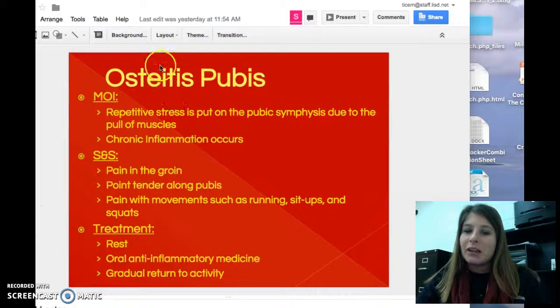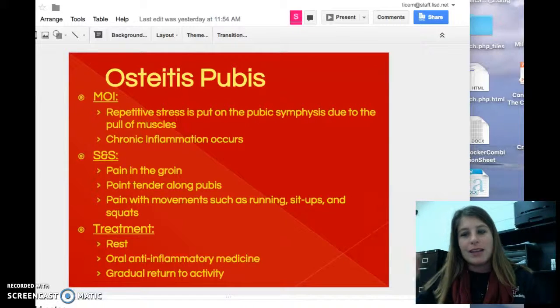Just like with any inflammatory condition, rest and anti-inflammatory meds are going to help you a lot, okay? Big thing is gradual return back to activity. It's not let me sit out for a week and then just jump full back in and hope that everything is perfect. It usually will come back and it not be fully healed to begin with.